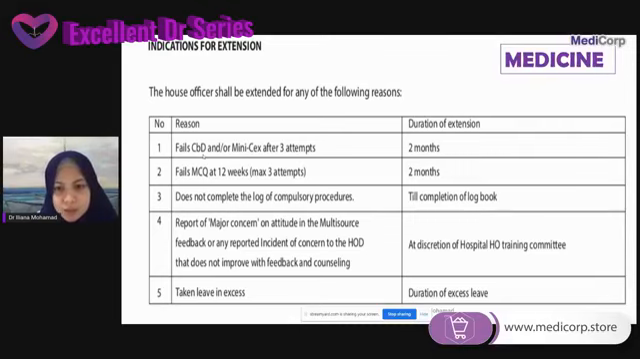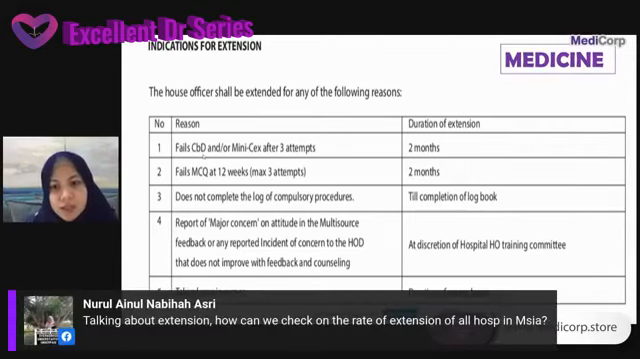Okay, I know Nabi asked about extension, how can we check the rate of extension in all hospitals in Malaysia? I don't think we have such data. Basically the reasons for extension are more or less the same. So we'll go through this table.